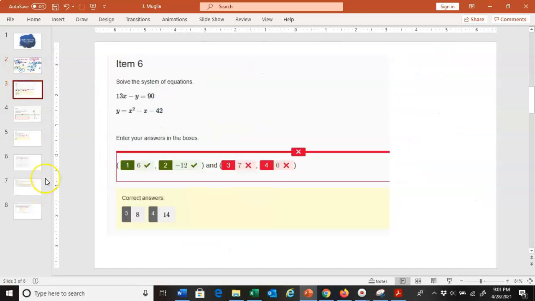All right, let's look at the next one. Solve the system of equations. So there's a few ways that you can solve systems of equations. You can do it algebraically using algebra, and we had a few different ways, substitution and elimination.